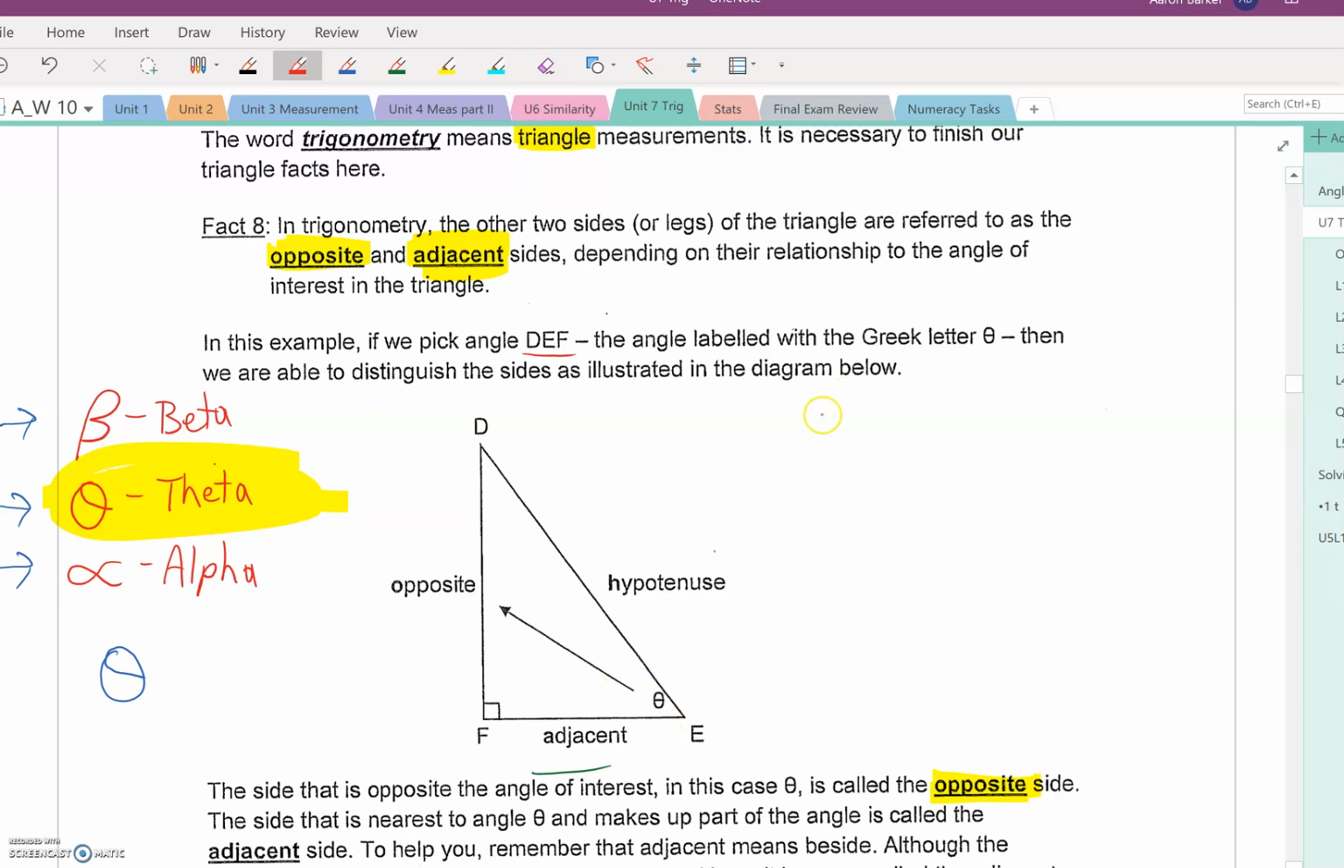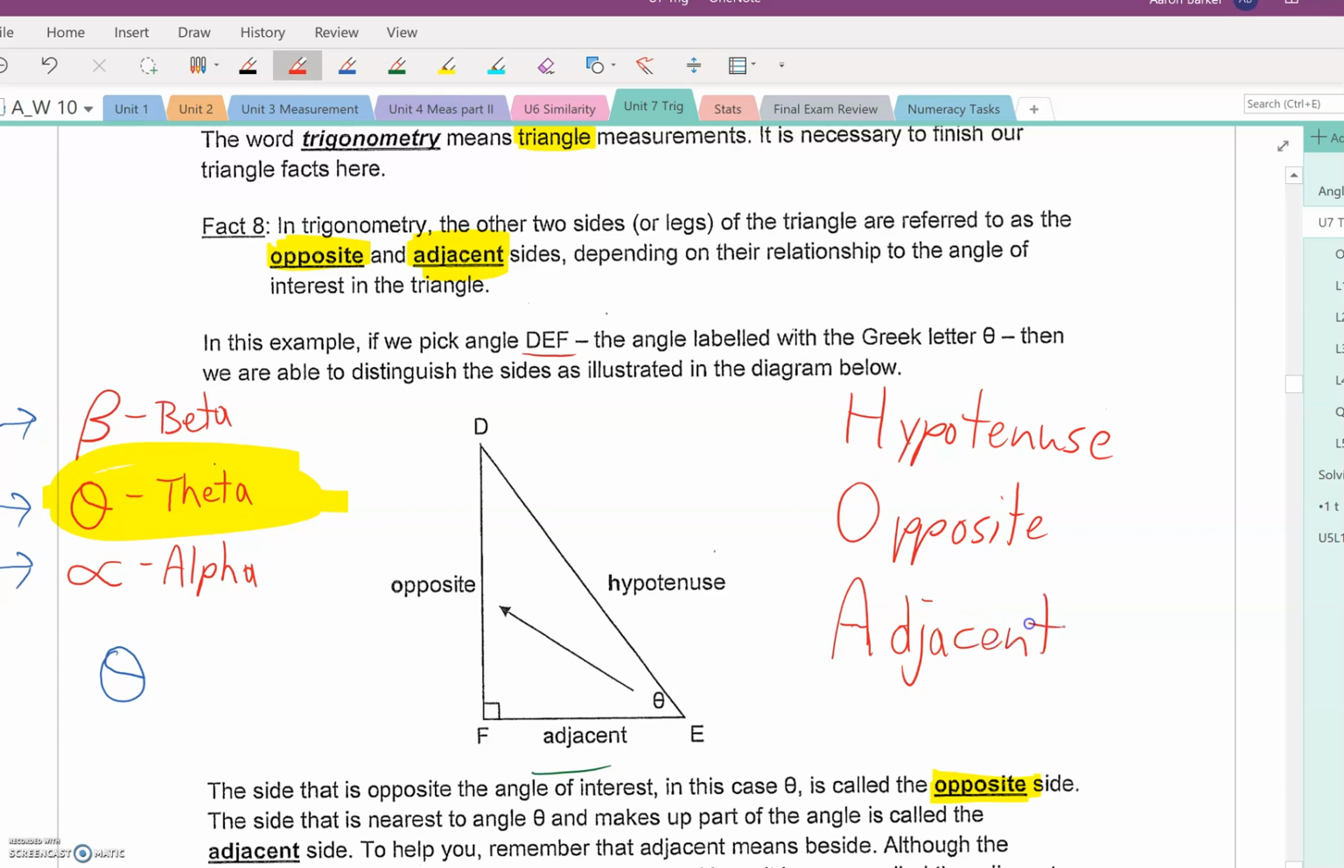With theta, you always label your HOA. H stands for hypotenuse. HOA, H-O-A, and label it in this order, really important. O stands for opposite, or the side opposite the angle. And the one that we don't know what it means is A, that's adjacent. Adjacent means next to, but we have to make sure we don't confuse that with the hypotenuse.